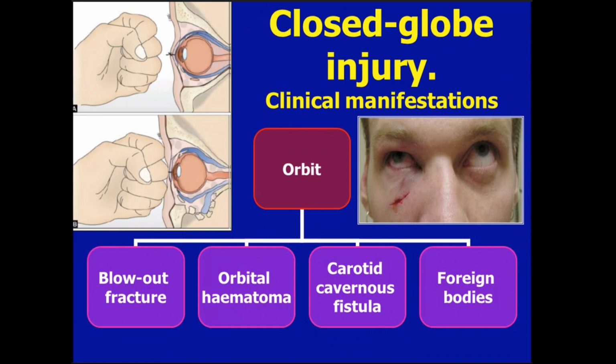Okay, let's speak about closed globe injury. Clinical manifestation. Let's start from the orbit. Blowout fracture, orbital hematoma, carotid cavernous fistula, and also foreign bodies.